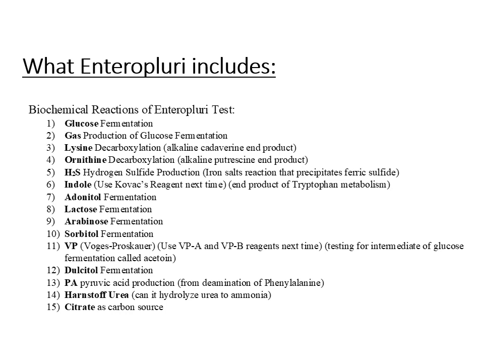Does it ferment any of the 4 sugars that we have listed as inositol, lactose, arabinose, sorbitol? We look for the VP tests, where you're testing one of the intermediates of glucose fermentation. There's dulcitol fermentation, breaking down phenylalanine. There's urea hydrolysis, or using citrate as a carbon source, okay?